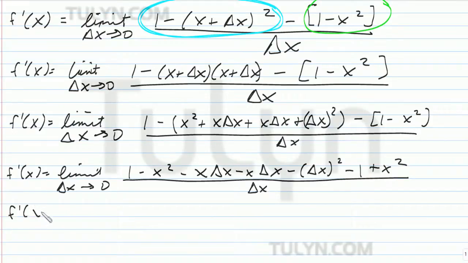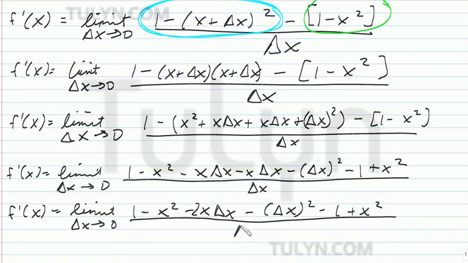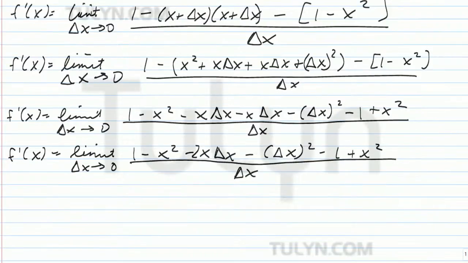So f prime of x equals the limit of delta x approaching 0. And what you want to do, I'm just going to recopy the last line over and combine like terms. 2 delta x minus delta x squared minus 1 plus x squared, divided by delta x. So I'm going to cancel out in front of you so that we can see how everything knocks out very easily.